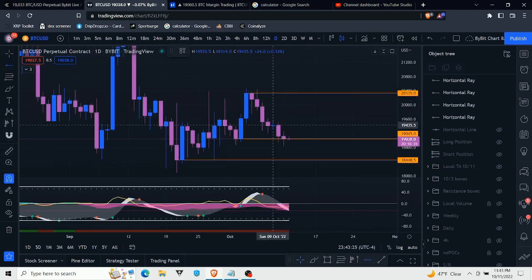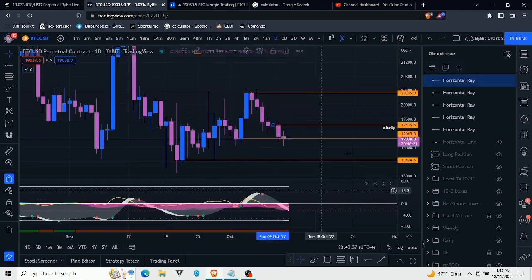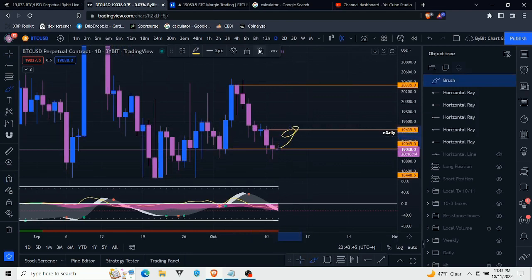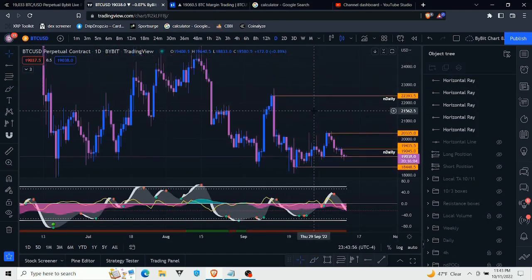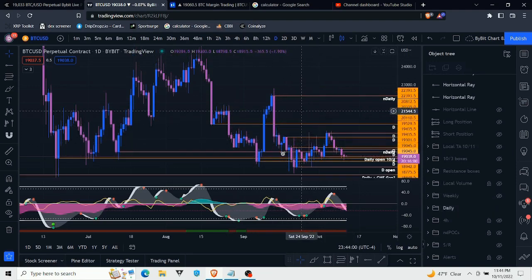We do have another naked daily level right here. And so I'll mark this level out because I'm going to expect this level to act as resistance once we finally come back up to touch it. And like I said, this can get very cluttered, especially once you start marking all of the daily levels.